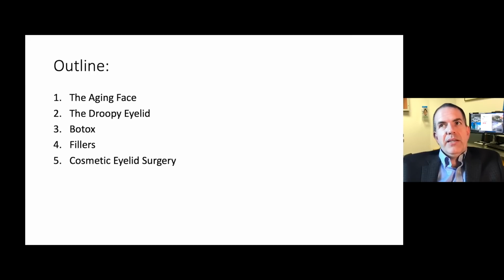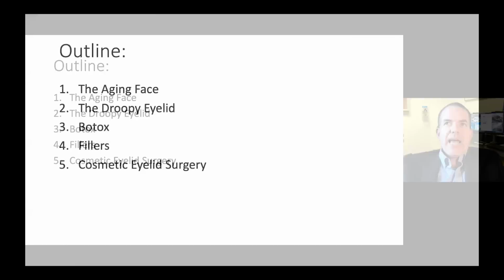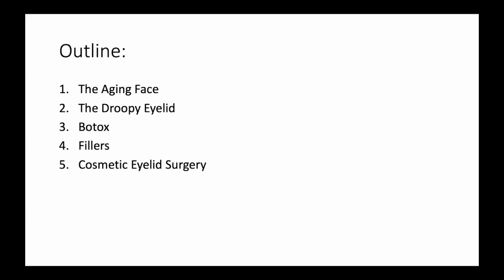And so, what we'll begin with today is sort of an outline of how do we understand the difference between the aging face and the youthful face. And then we'll focus on eyelids and the area around the eyes themselves, and really try to understand what's going on with droopy upper and lower lids. And then we'll finish off with discussion on how we treat those. That's including botulinum toxin, Botox, fillers, and cosmetic eyelid surgery.